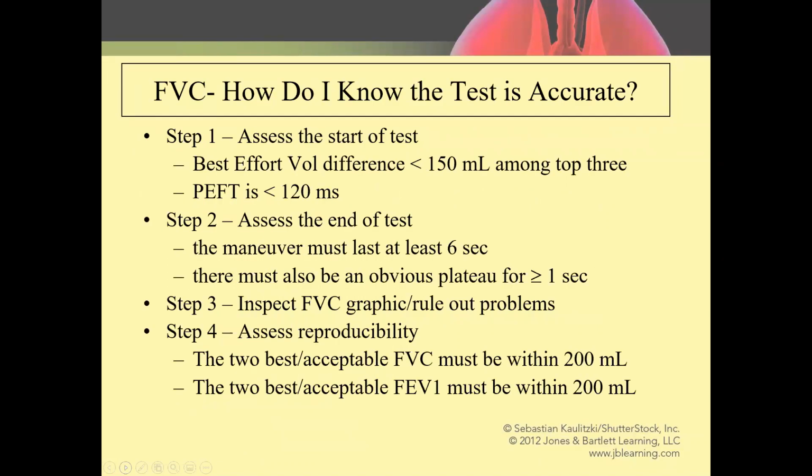How do you know the test is accurate? There's a lot of time and effort spent on that, and the American Thoracic Society has guidelines. To take a deep dive into that would chew up a lot of our time today. But really looking at best effort volume difference, less than 150 among the top 3. To assess the end of the test, the maneuver must last at least 6 seconds. There must also be an obvious plateau for 1 second. Inspect the graphic, rule out problems and assess reproducibility.